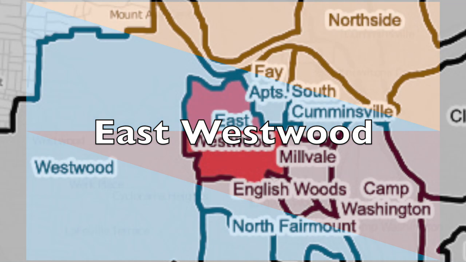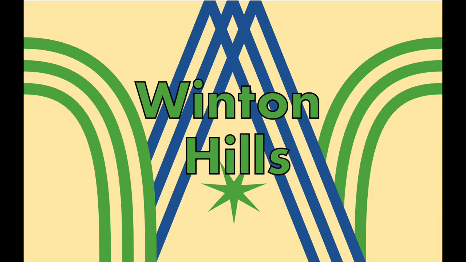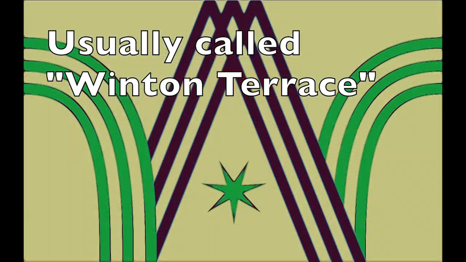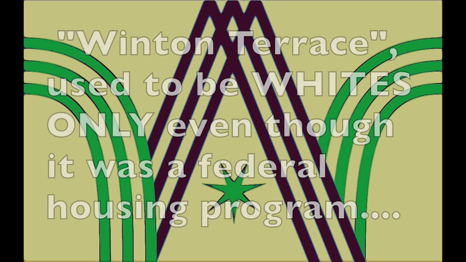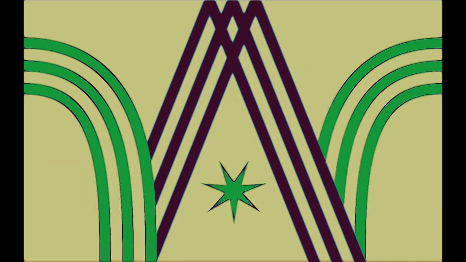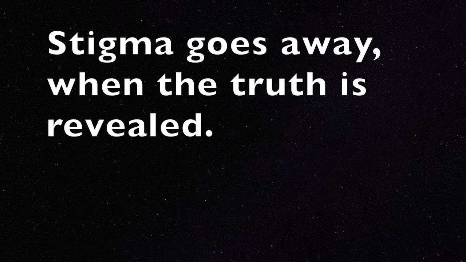East Westwood. There's not much to say about it, except it is east of Westwood. It is one of the newer additions to the city of Cincinnati, and a recent break from Westwood itself. Winton Hills, formerly known as Winton Terrace. This neighborhood is a predominantly black neighborhood today, but when it was first founded, this was an all-white neighborhood, or should I say a whites-only neighborhood. They did not allow black families to move here until another segregated community called Finlander Gardens was built further up the road. Housing and food programs were never started to serve the African American communities. Stigma goes away when the truth is revealed.